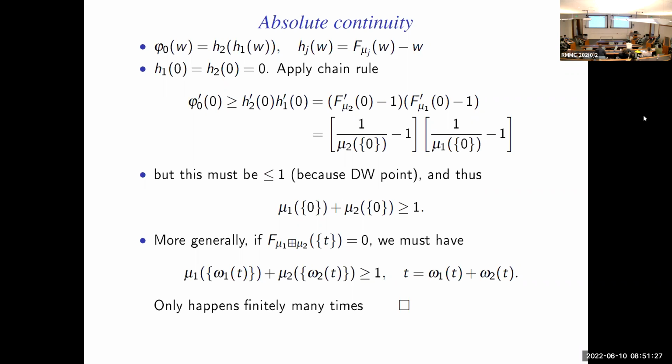Okay, and this kind of inequality happens just like the previous case of atoms. This only happens finitely many times. And therefore, the support of the singular part of mu must be finite, which makes it a discrete measure.